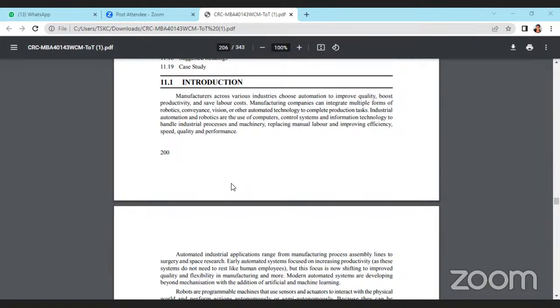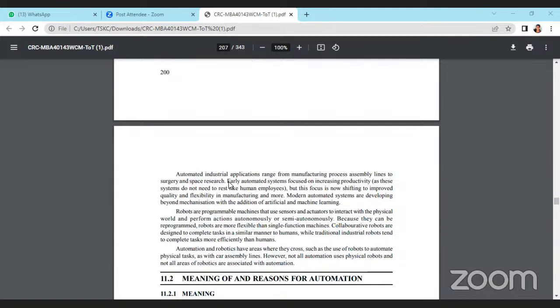Industrial automation and robotics are the use of computers, control systems, and information technology to handle industrial processes and machinery, which replaces manual labor and improves efficiency, speed, quality, and performance. Automated industrial applications range from managed manufacturing process assembly lines to surgery and space research. Early automated systems focused on increased productivity, like human employees.